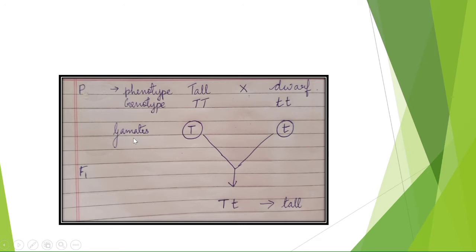Now we can write the gametes. Gametes are written by putting circles, and inside the circle we write the allele. So allele coming from tall parent is dominant allele, and allele coming from dwarf parent is recessive allele. Now when we cross the gametes, we get heterozygous tall plant. This heterozygous tall plant is the F1, first filial generation.